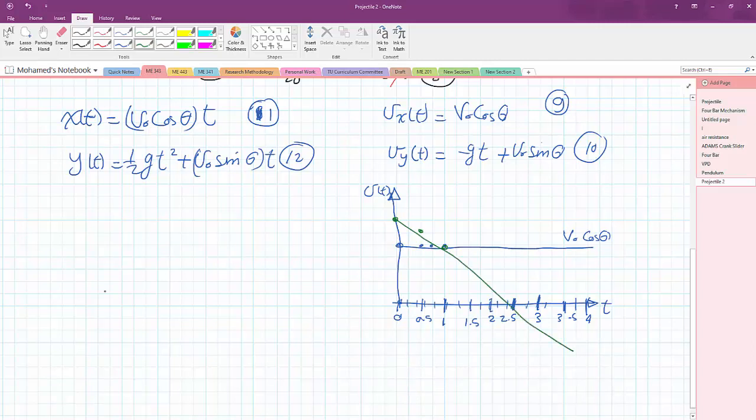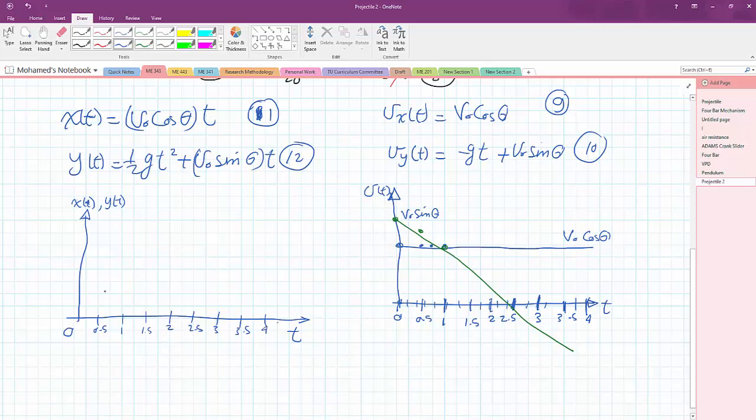How about the displacement? If I would like to plot the displacement, again I will do the same. I will have the horizontal x-axis representing the time. So I have, this is t, and this is the displacement, x of t and y of t. By the way, this value here is V naught sine theta. Now if you look at x, again I'm going to have the same time scale. So this is 0.5, 1, 1.5, 2, 2.5, 3, 3.5, 4, and so on.